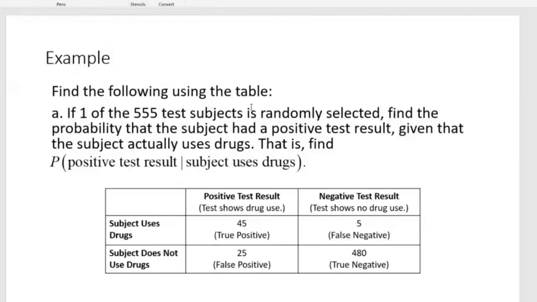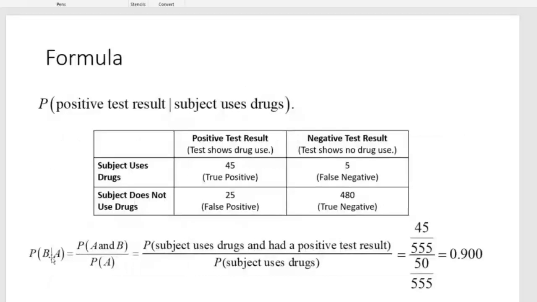So if this is the question, one of 555 test subjects is randomly selected, find the probability that the subject had a positive test result given that the subject actually uses drugs. So this is our chart that tells us all the results, but this is the problem, and we're going to work it two ways. So first of all, by the formula. The formula down here in the lower left, the probability of B given A can be found by doing the probability of A and B over the probability of A.